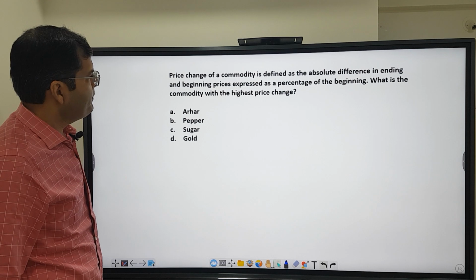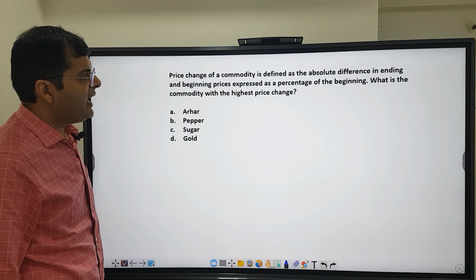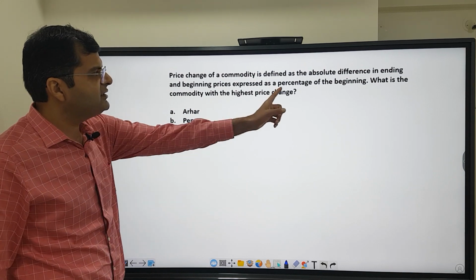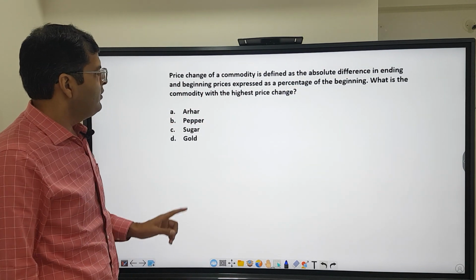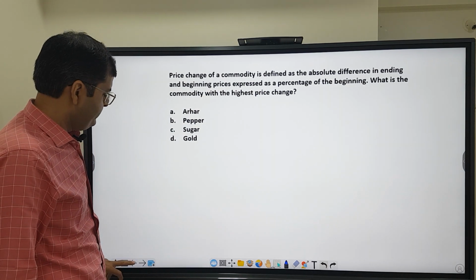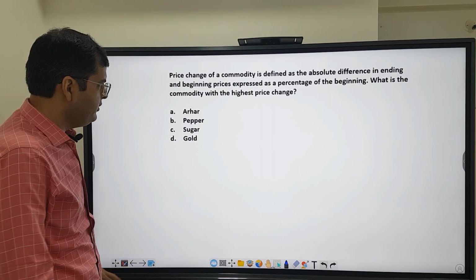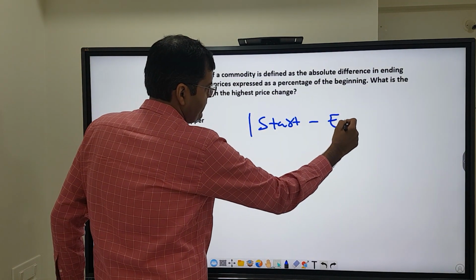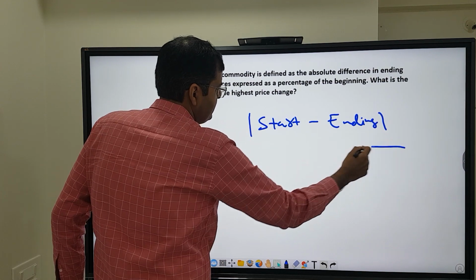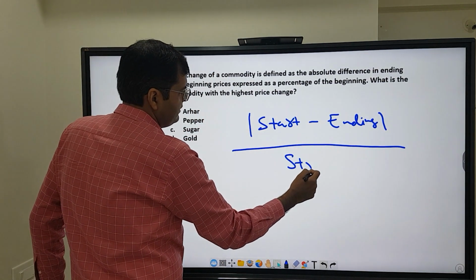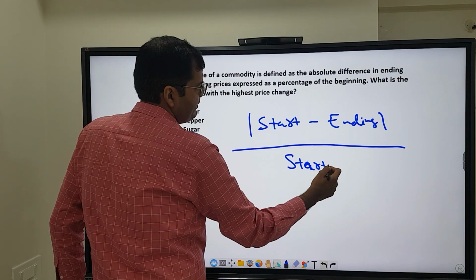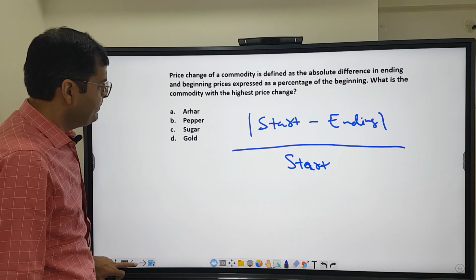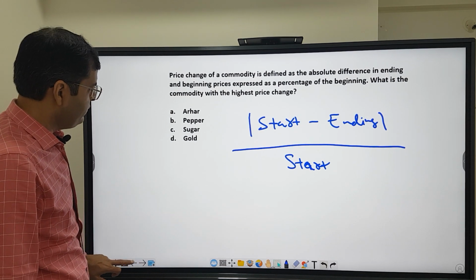The first question says, price change of a commodity is defined as the absolute difference in ending and beginning prices, expressed as a percentage of the beginning. What is the commodity with the highest price change? So price change is the absolute value of start price minus end price, divided by starting. This multiplied by 100 will give you the percentage. We have to find which of them is highest.